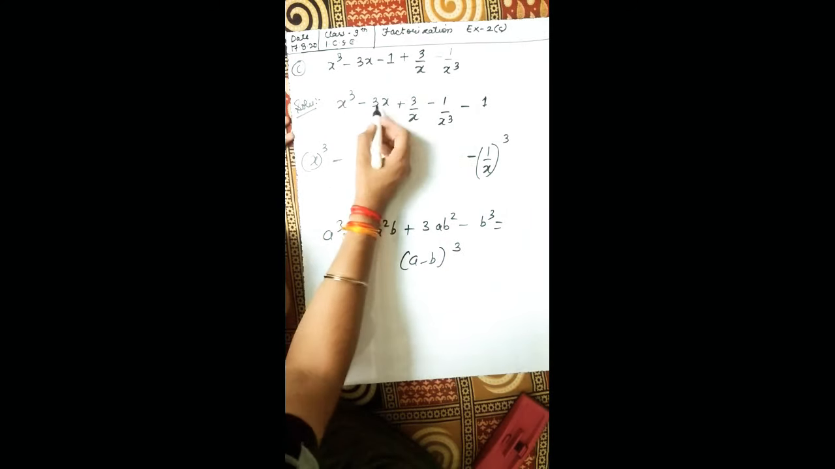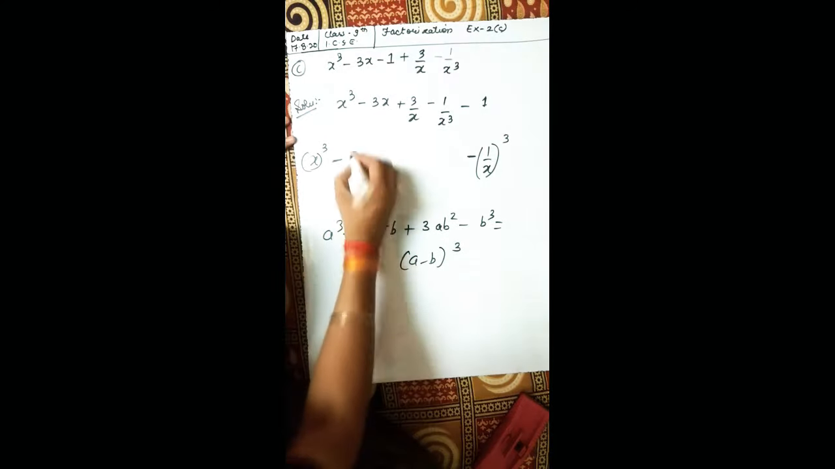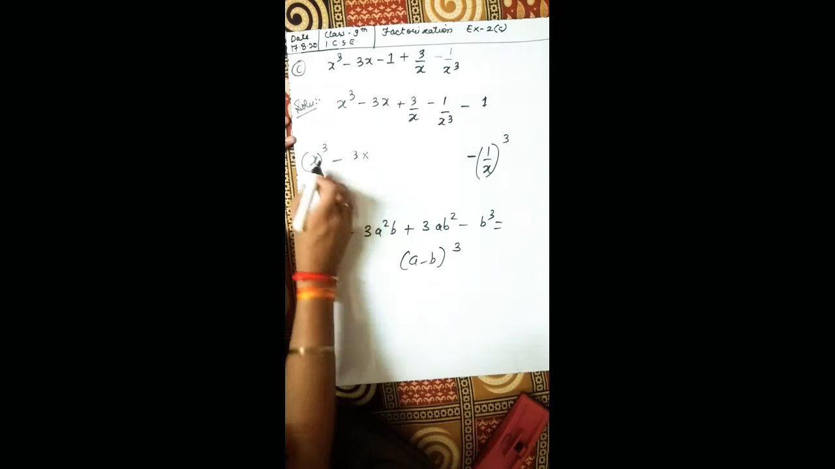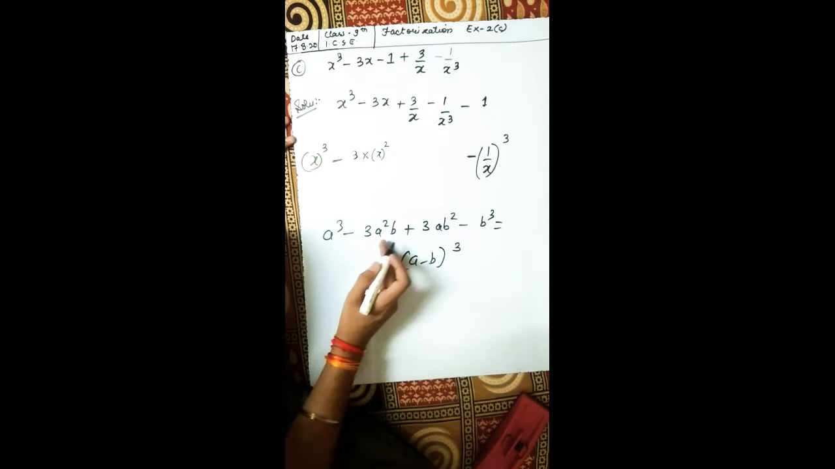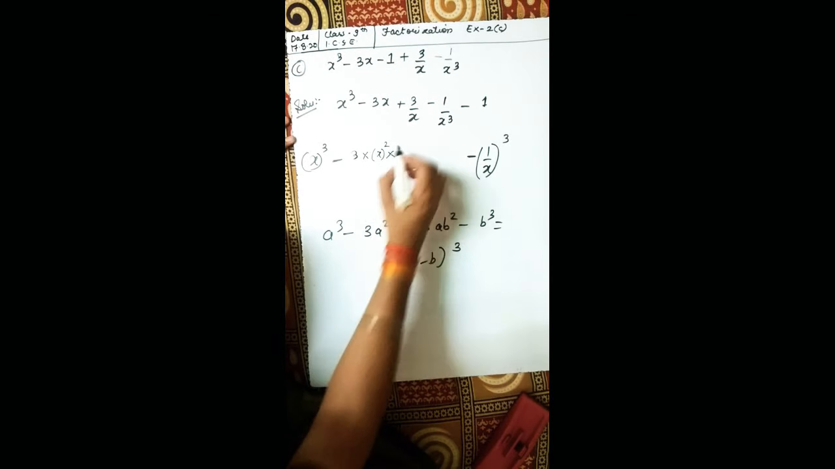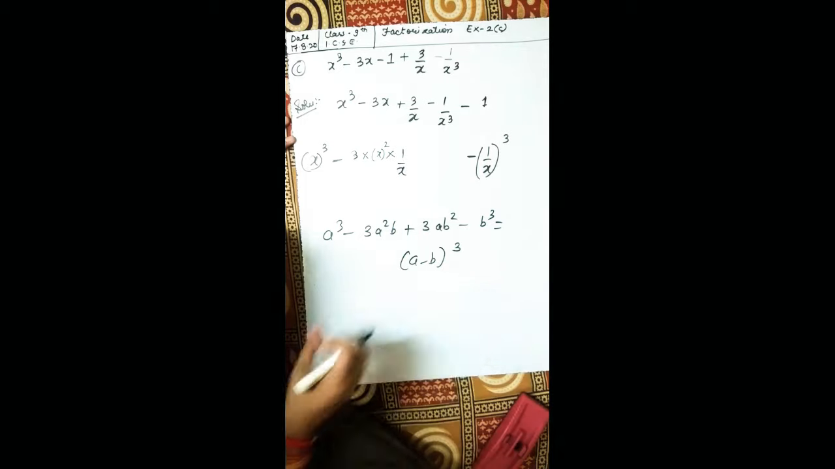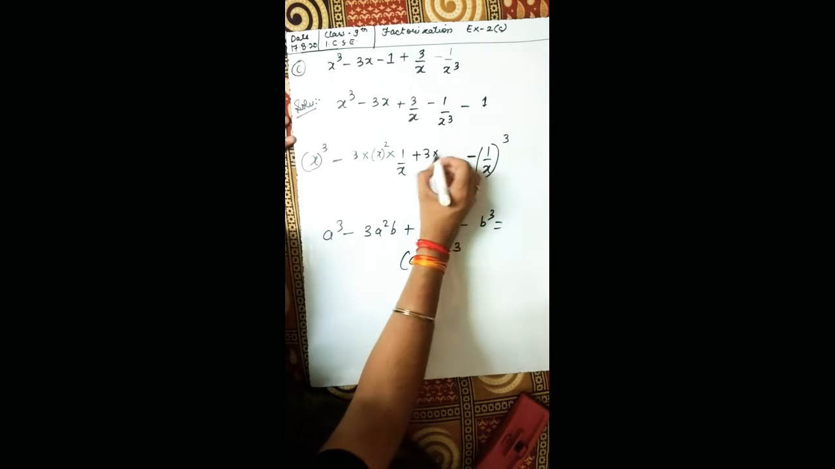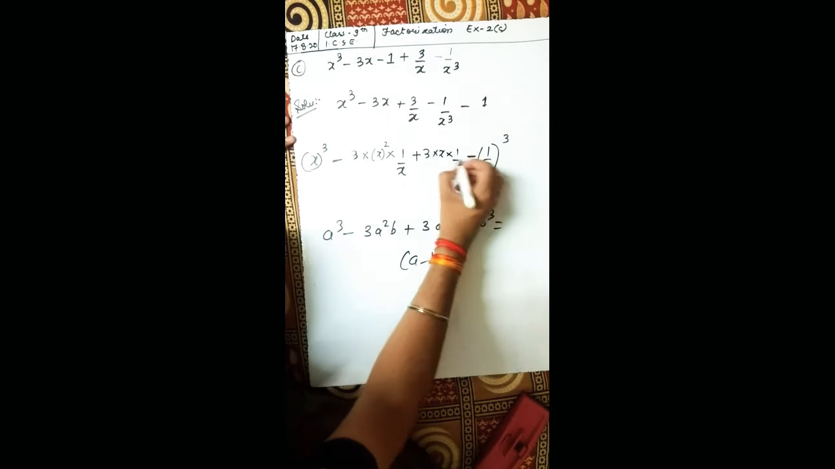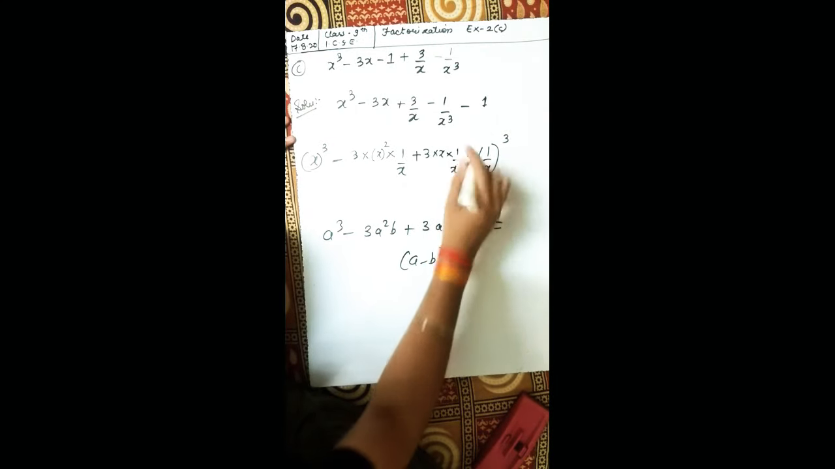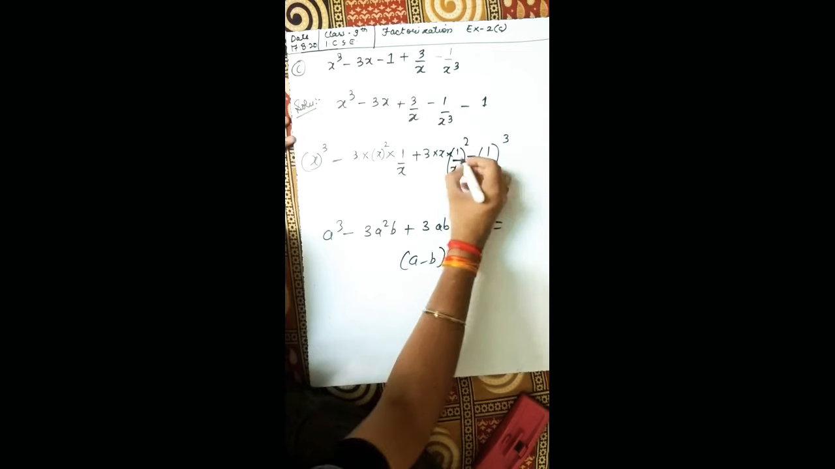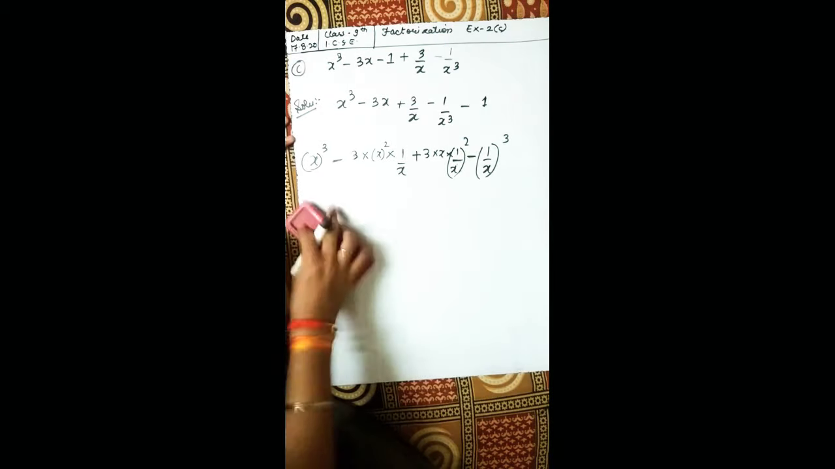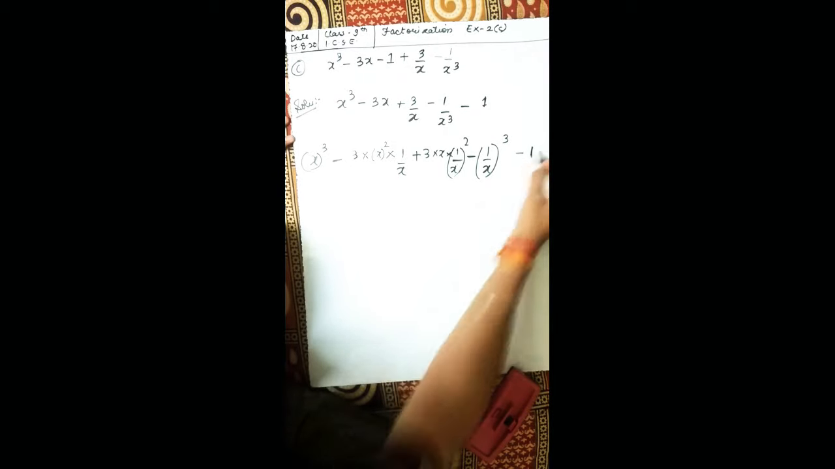So for that I'm writing this minus 3x as, by this formula, 3 into x square into 1 upon x, because b is 1 upon x, and plus this formula 3a is x, and b square, that is 1 upon x the whole square. I think you are getting this one, and minus 1 as it is.